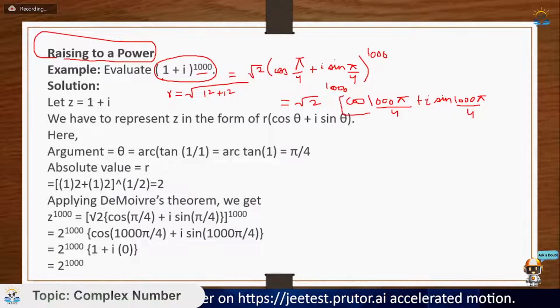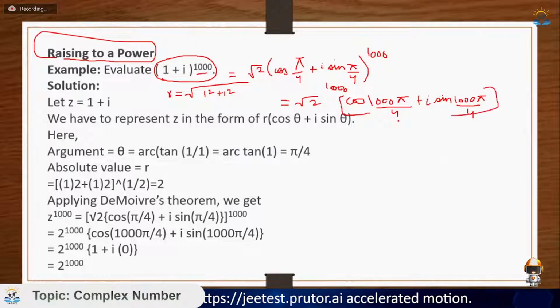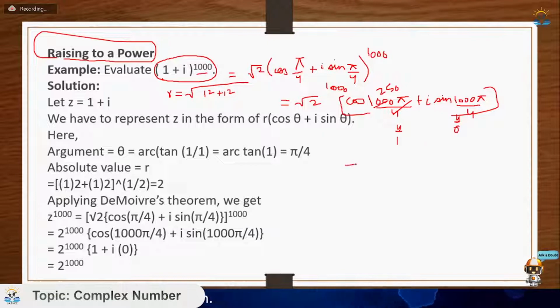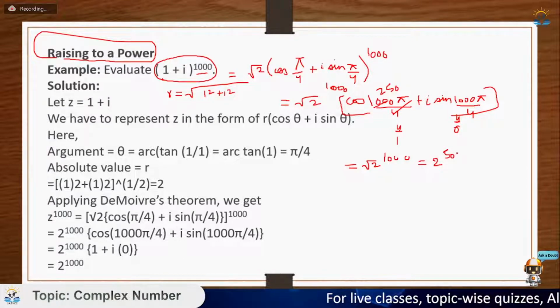Cool. And we know that 1000 upon 4 is nothing but 250. So it would be 250 pi. And cos of 250 pi is nothing but 1. So this thing is equal to 1, and this thing is equal to 0. So my final answer would be root 2 power 1000. Okay, so I can also write it as 2 power 500. So 2 power 500 is my final answer to this question.